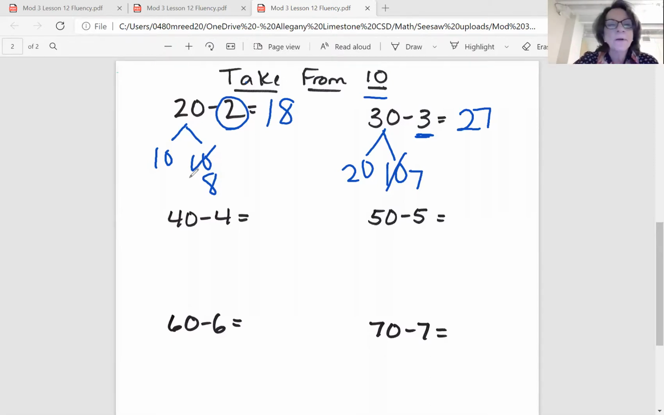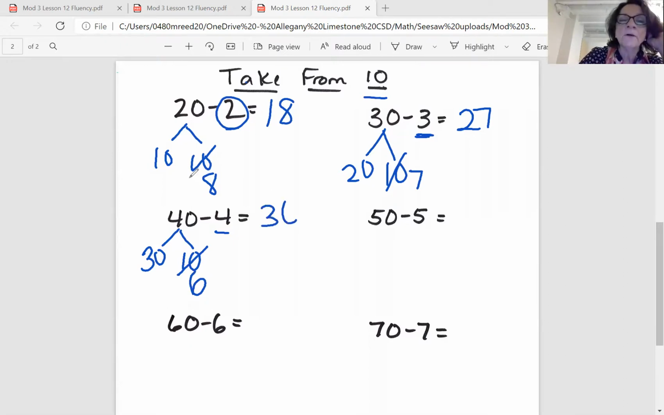40 minus 4. So I'm going to decompose 40. Remember, we want to take from 10. So if you said, let's decompose 40 into 30 and 10, you are absolutely right. What am I going to take from 10? I got to take this 4 from 10. So 10 minus 4, I'm going to cross the 10 out. What am I left with? I'm left with 6. So now instead of 30 and 10, I've got 30 and 6. And my answer for 40 minus 4 is 36.